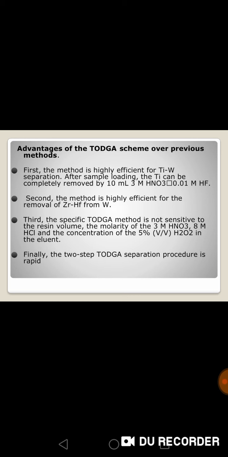The molarity of 3 molar HNO3 and 8 molar HCl, and the concentration of 5% volume by volume H2O2 in the eluent. So this specific TODGA method is not sensitive to the resin volume, which is really good for this method. And finally, this two-step TODGA separation procedure is quite rapid, and rapidity is not found in the previous method. So the TODGA scheme can be said to be more advanced than the previous one.